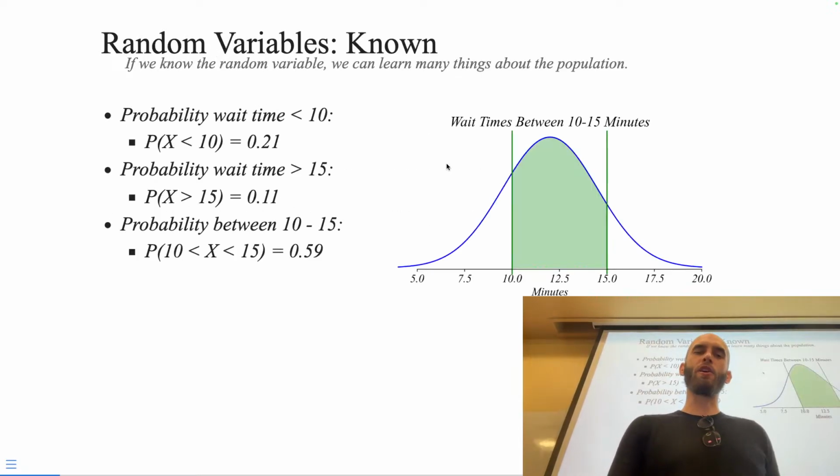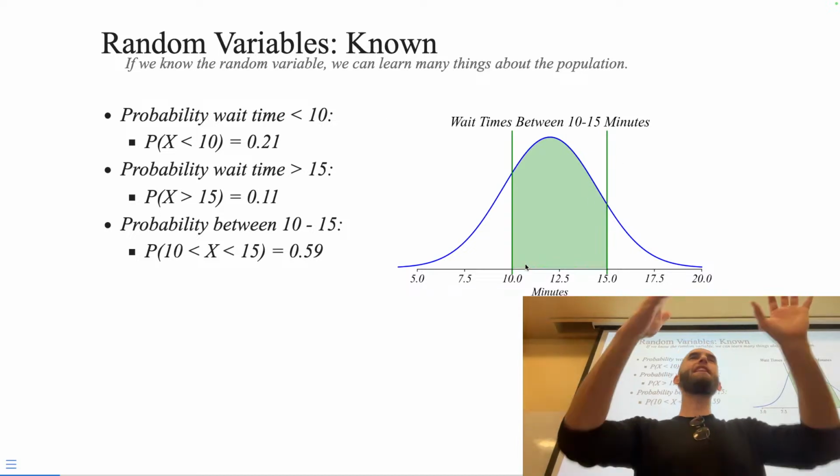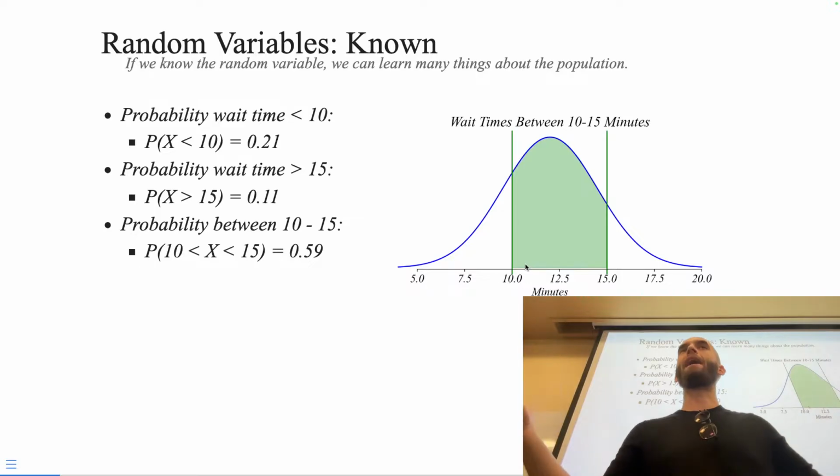Okay, I've asked this question already today. This is what we just walked through. So this is random variables. If we know them, we can calculate anything we like. It's just a matter of doing the math.